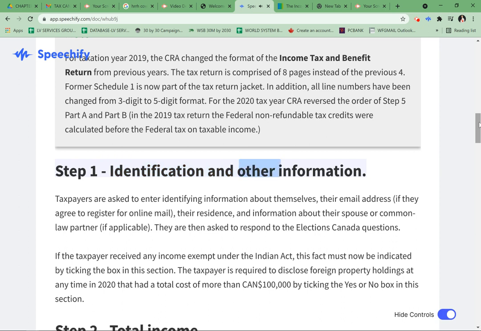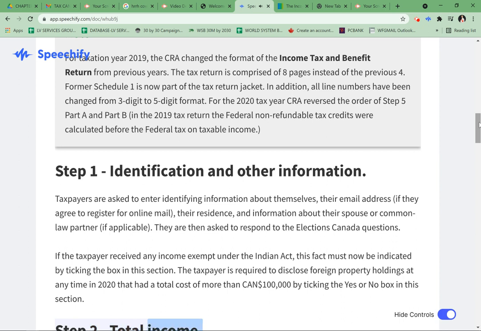Step 1 Identification and other information. Taxpayers are asked to enter identifying information about themselves, their email address, if they agree to register for online mail, their residence, and information about their spouse or common law partner, if applicable. They are then asked to respond to the Elections Canada questions. If the taxpayer received any income exempt under the Indian Act, this fact must now be indicated by ticking the box in this section. The taxpayer is required to disclose foreign property holdings at any time in 2020 that had a total cost of more than $100,000 by ticking the yes or no box in this section.